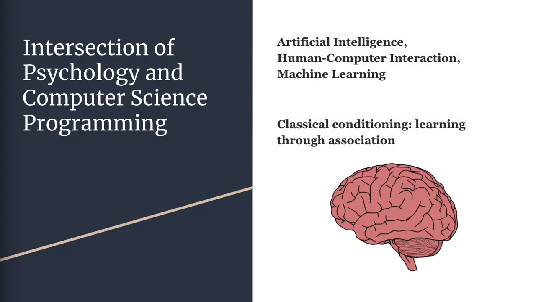More fields within the intersection of psychology and computer science include artificial intelligence, human-computer interaction, and machine learning. Machine learning is a method of data analysis based on the idea that systems can learn from data and identify patterns. This is similar to classical conditioning in psychology, in which humans learn through association based on response and stimuli.